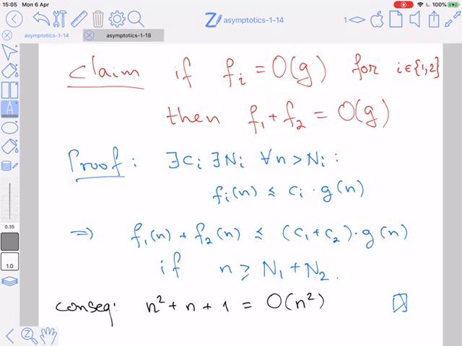As a consequence of this claim, let's look at the polynomial n squared plus n plus 1. n squared is big O of n squared. n is big O of n squared. We already saw that. It's easy to see that 1 is big O of n squared. So I take the summation of three functions, each of which is big O of n squared, and therefore their sum is also big O of n squared by this claim.